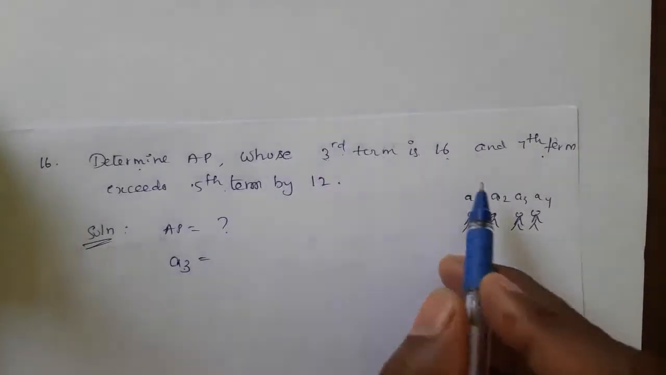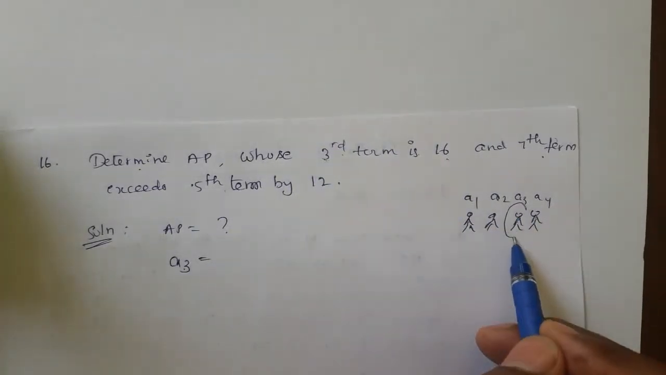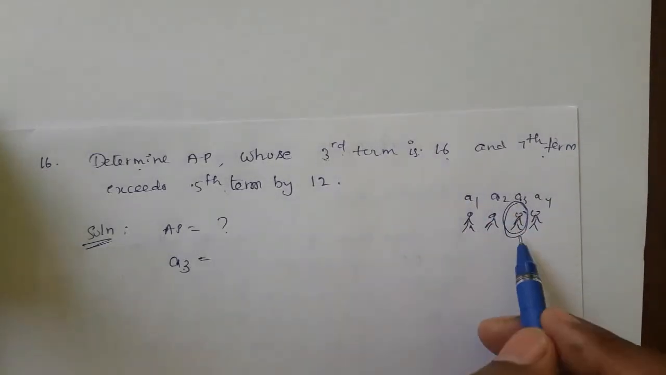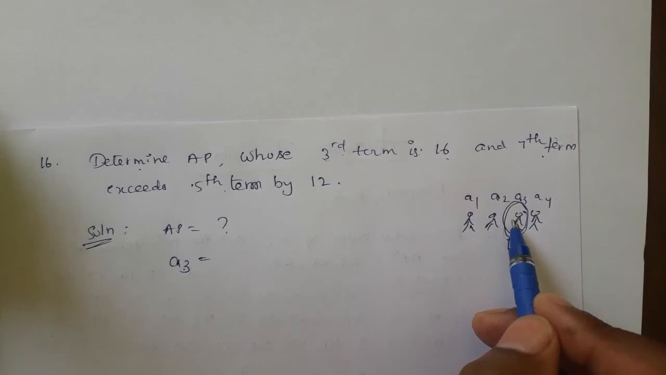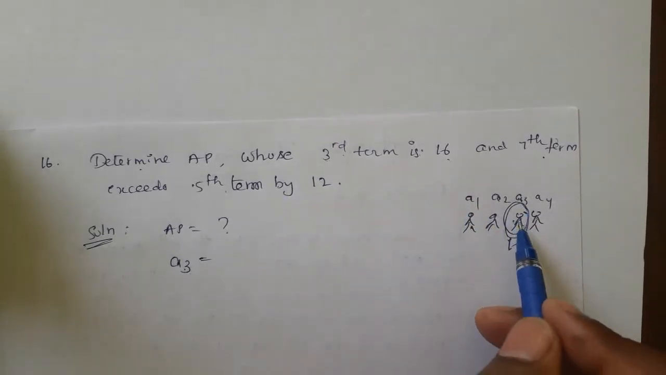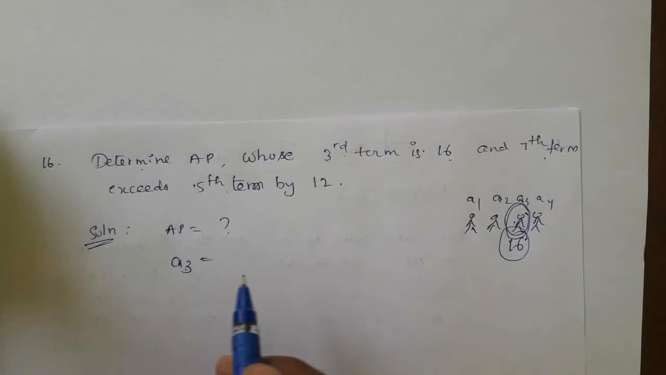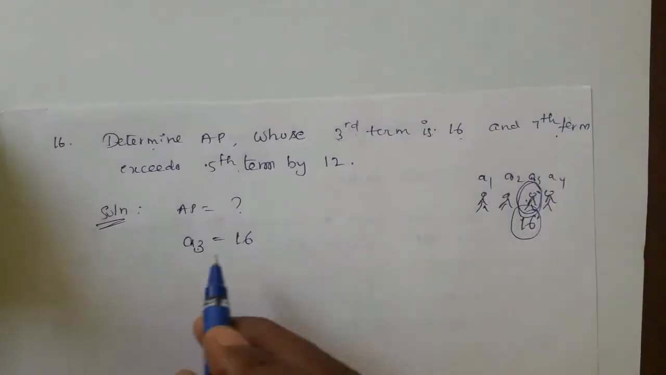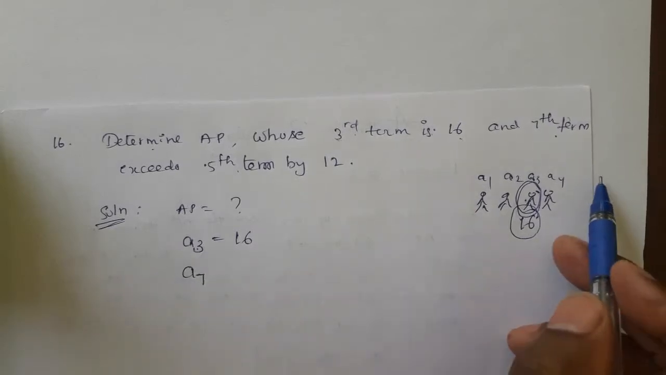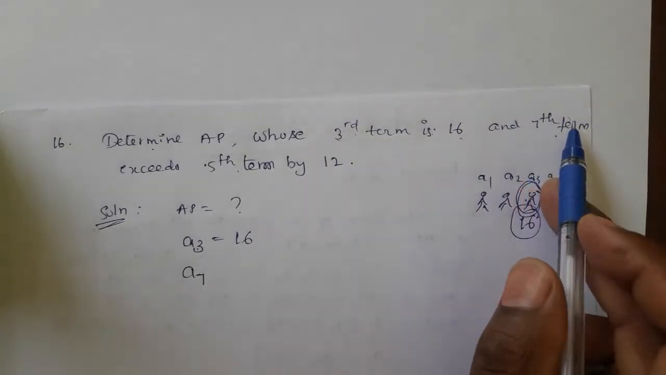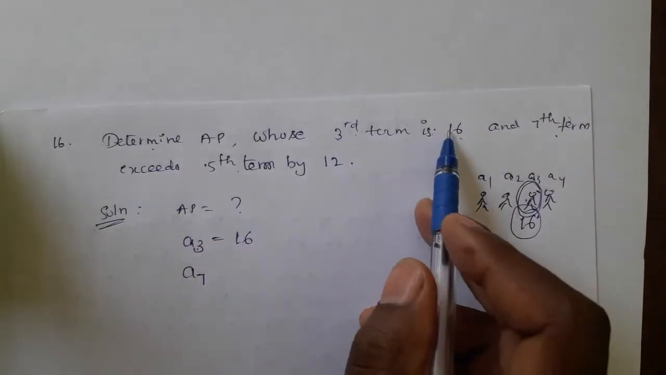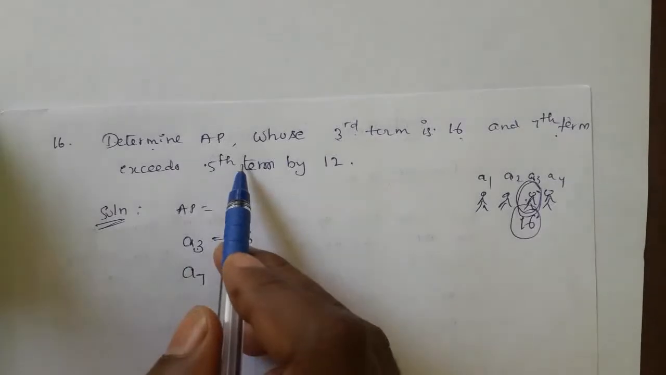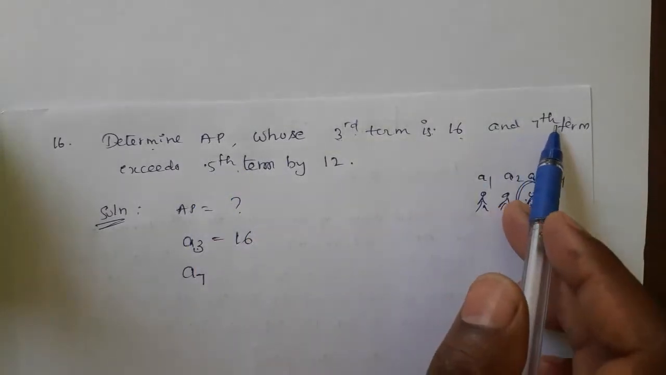So the third term is the third position, A3. Who is in the third position? Number 16. Here in a real line a person would be standing, but in this problem, instead of a person, the number 16 is in the third position. And how to write the seventh term? A7, the seventh position term. Who is there? It is not given. The third position has 16, but the seventh position is not given. Instead, a relation is given.